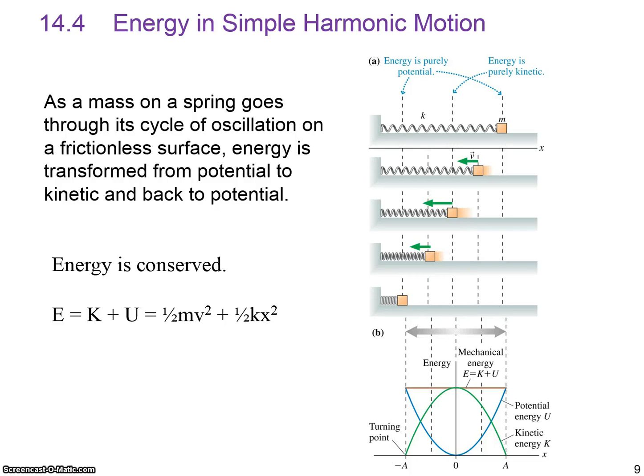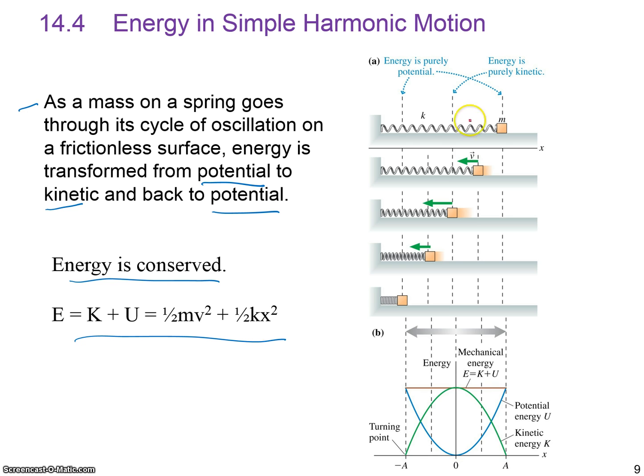Let's look at the energy of an object as it moves in simple harmonic motion. As a mass on a spring goes through its cycle of oscillation on a frictionless surface, energy is transformed from potential to kinetic and back to potential. Energy is conserved, and here's the equation that describes that. Let's take a look at the diagram.